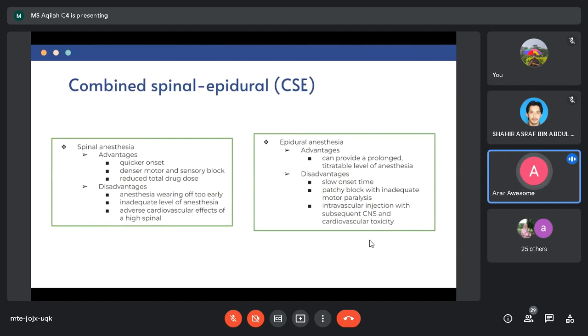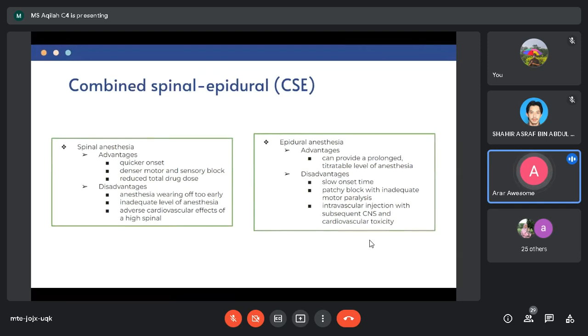Okay, we go into the combined spinal epidural. You know that the spinal has its own advantages and disadvantages, while the epidural also has its own advantages and disadvantages. So when we combine these two techniques, we can get the addition of some advantages and reduce the disadvantages. For example, the advantage of spinal anesthesia is that it has a quicker onset. It has a denser motor and sensory block due to deep penetration, and we can reduce the total drug dose.